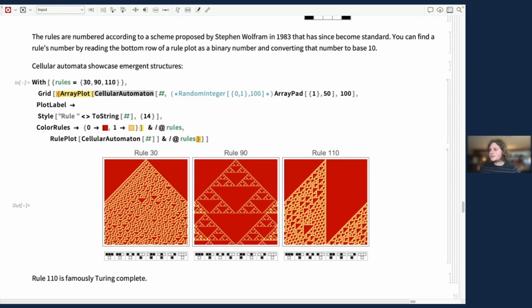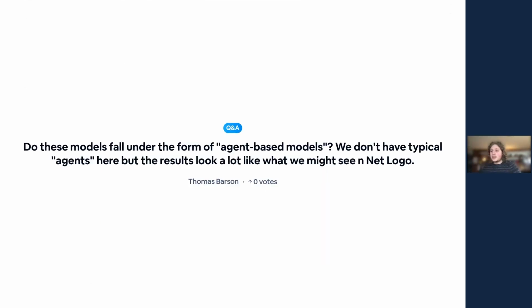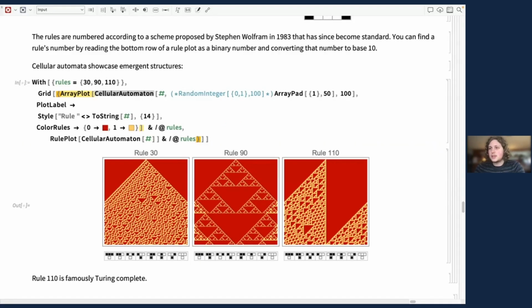We have a question: do these models fall under the form of agent-based models? We don't have typical agents here, but the results look a lot like what we might see in NetLogo, for example. Yes, I think so. In complex adaptive systems, you would typically call the components of those systems agents, and in complex physical systems, this is just convention, the components conventionally aren't necessarily called agents.